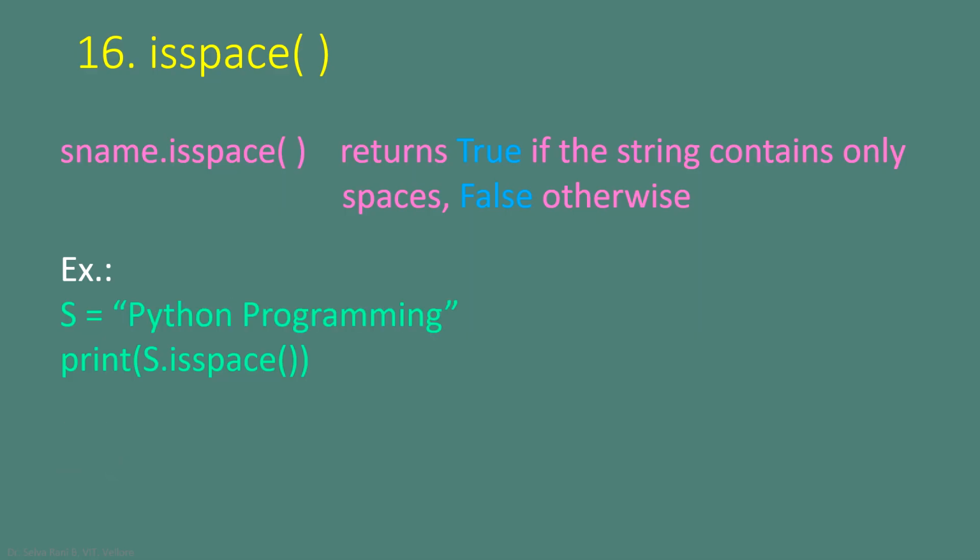In another example, s is equal to "Python programming", in which we have only one space in between Python and programming. Rest of the things are alphabets. If we check s.isspace(), then we are getting the result as false.